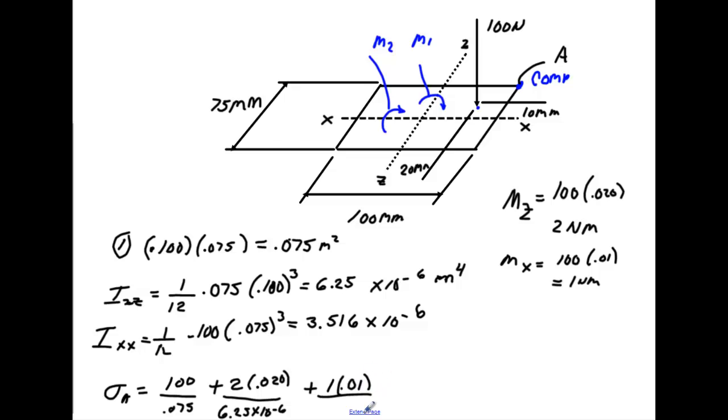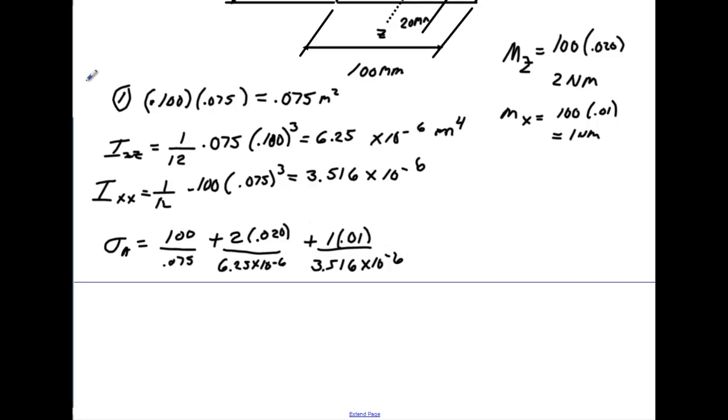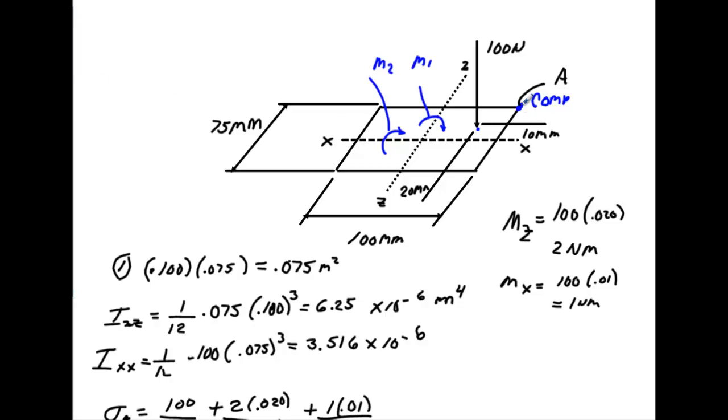I'll scroll up a little bit, and then we'll divide by 3.516 times 10 to the minus 6. If I run that number, that's going to give me the maximum stress, and that's going to be at A.